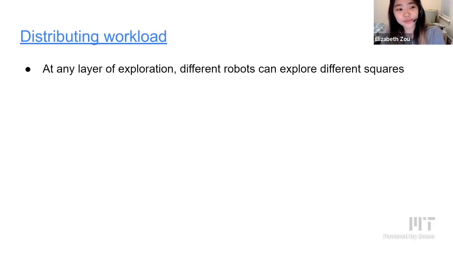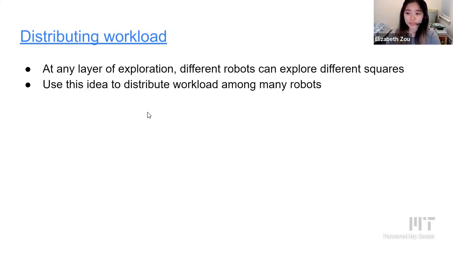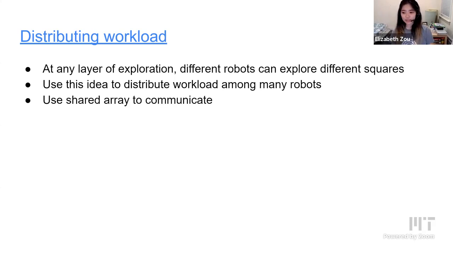So how we want to distribute the workload is actually pretty simple. If you are familiar with BFS, if you watched the lecture that Garv was just talking about, then at any given layer of exploration, different robots can explore different squares. And whether or not two different squares are explored by the same robot doesn't actually affect the correctness of your exploration. Therefore, we can split up the workload and have different robots take different parts of it, combining it together to form one pathfinding. So we use this idea to distribute the workload among many robots, and you have to communicate using the shared array. We'll talk a little bit more about this.